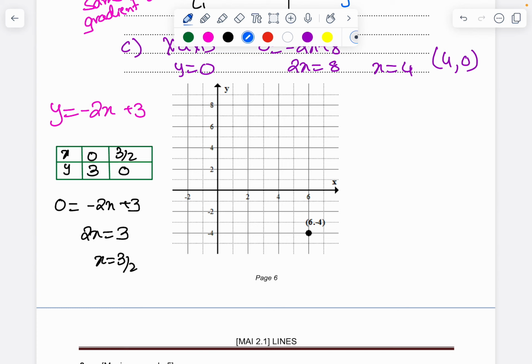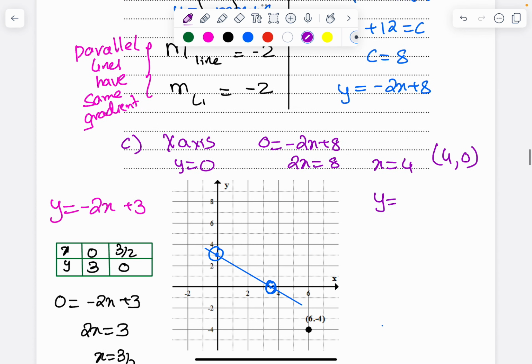So mark these 2 points. When x is 0, y is 3. And if y is 0, x is 3 by 2, over here. Then join the straight line. Draw the straight line. Next, the second equation is y equals minus 2x plus 8.